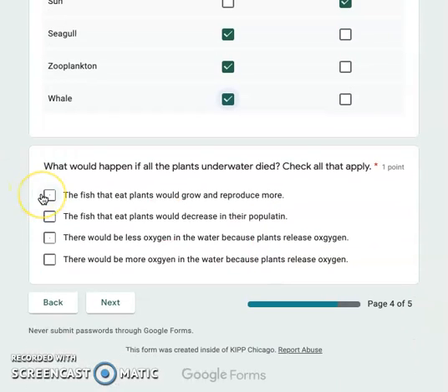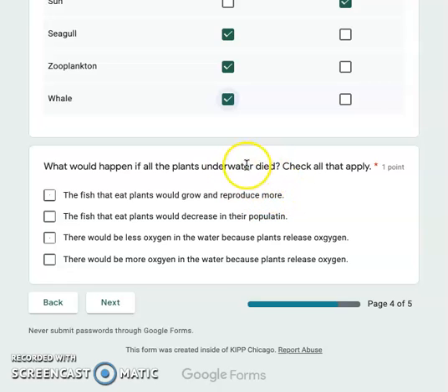Last question. What would happen if all the plants underwater died? Now think about what plants are able to do, right? Think about in 5th grade science, which you learned about when plants make their own food, like what do plants release? So it says the fish that eat the plants would grow and reproduce more. Well, that wouldn't happen, right?